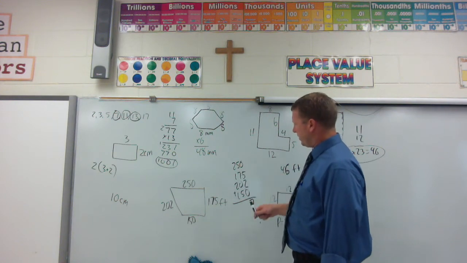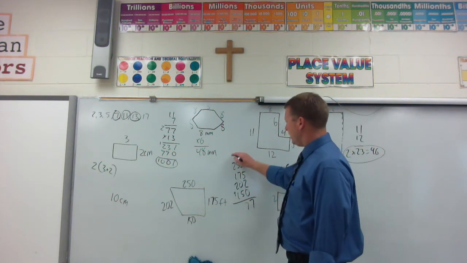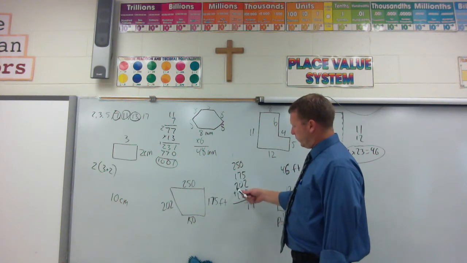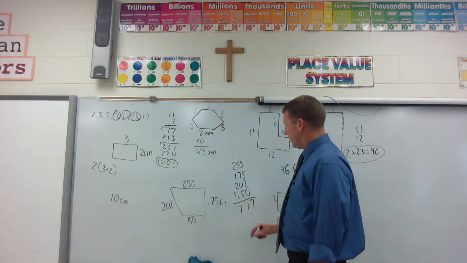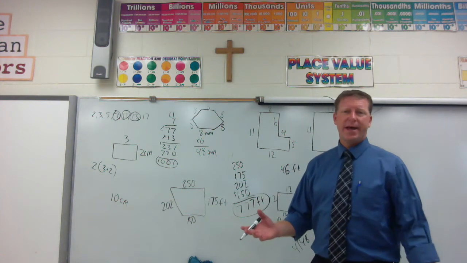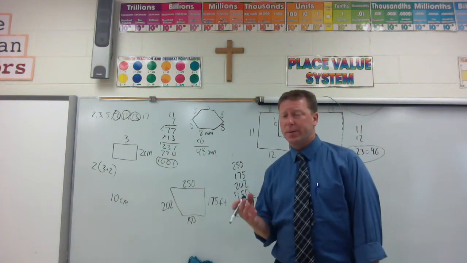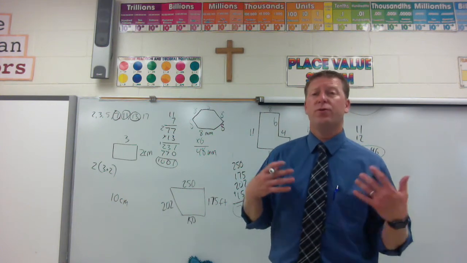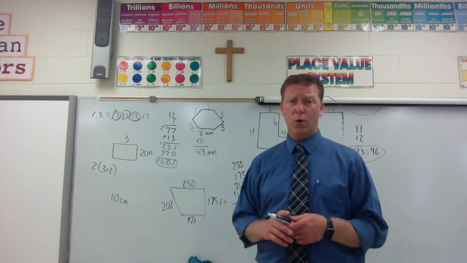5 plus 7 is 12. Plus 5 is 17. 1 plus 2 is 3, plus 1 is 4, plus 2 is 6, plus 1 is 7. So I have a total of 777 feet. And you just add them all together. So that's perimeter. Okay? As they start to work through this, guys, they'll make those perimeter challenges more and more challenging.